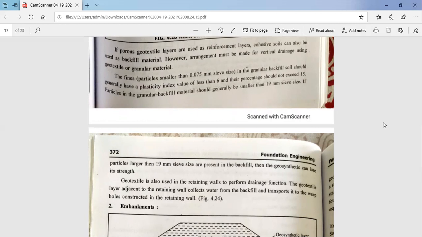Geotextile is also used in the retaining walls to perform the drainage function. The geotextile layers adjacent to the retaining wall collect the water from the backfill and transport it to the weep holes constructed into the retaining wall.